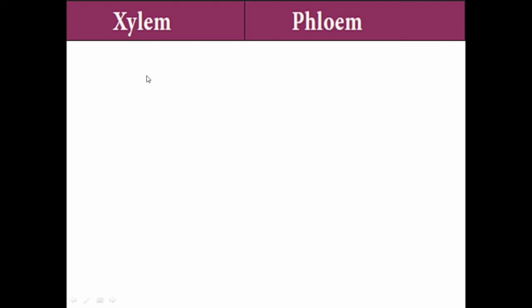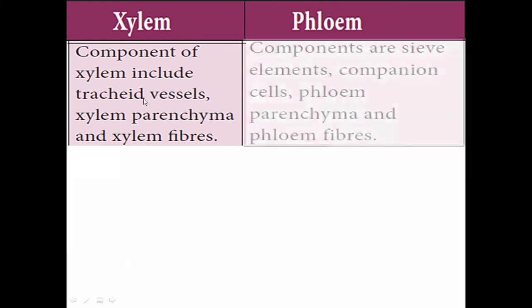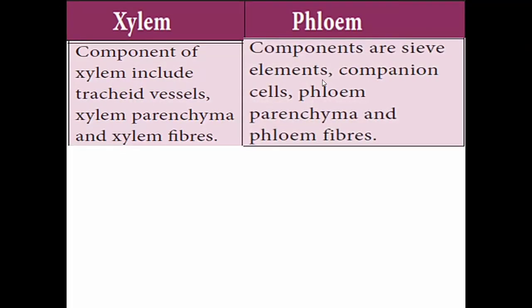We have already learned about xylem and phloem. Xylem has four components: tracheids, vessels, xylem parenchyma and xylem fibers. Tracheids and vessels are the conducting elements. They conduct water. Xylem fiber gives mechanical support. Xylem parenchyma function is storage. Phloem has four components: sieve elements, companion cells, phloem parenchyma and phloem fibers.